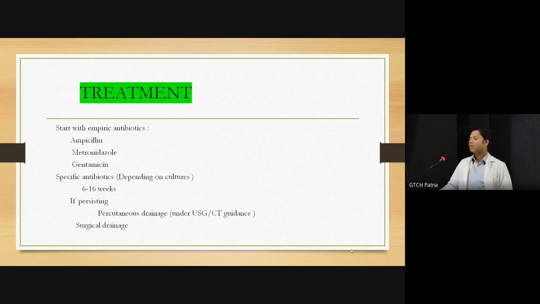Start with empiric antibiotics: ampicillin, metronidazole, gentamicin. Specific antibiotics depend on the cultures, and can only be started once we get the culture report. If it persists for 6 to 16 weeks, percutaneous drainage under USG and CT guidance. Then surgical drainage.